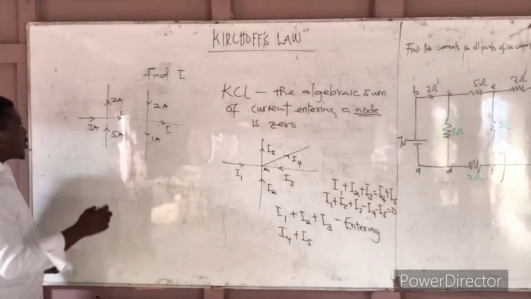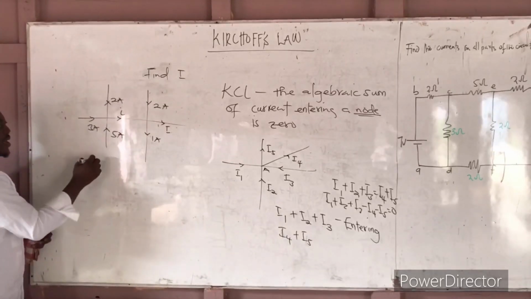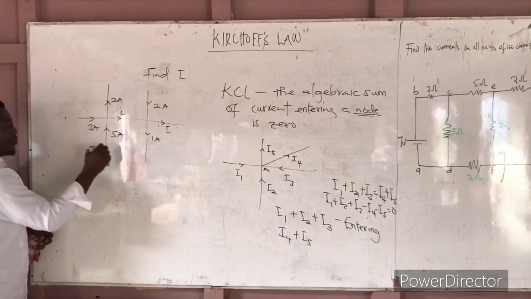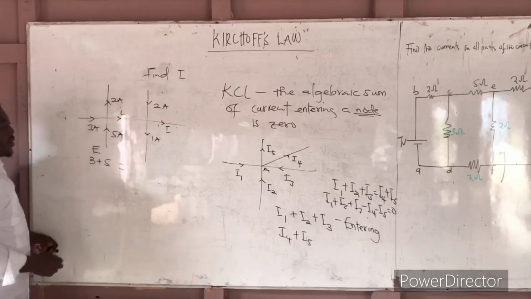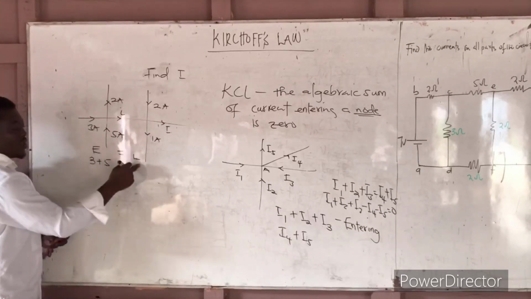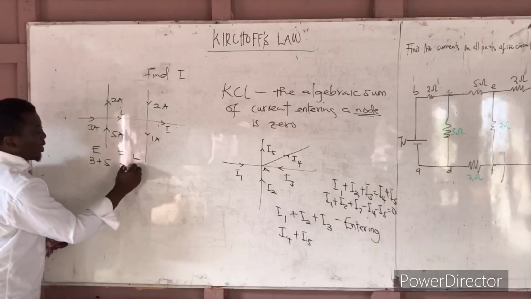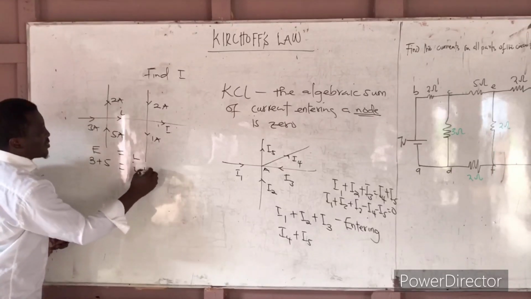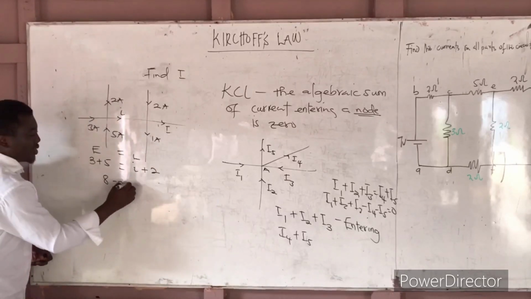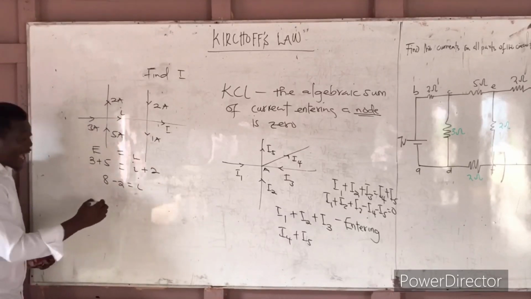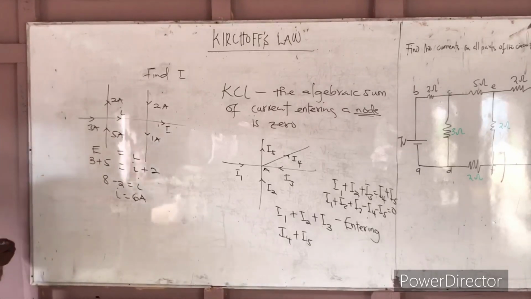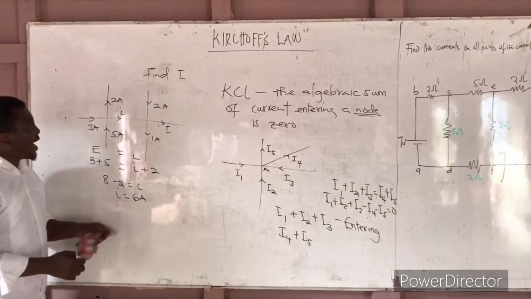So you will say that current entering, we have 3 plus 5 as the entry point. And this must be equal to current leaving. Entry must be equal to leaving. So current leaving will be i plus 2. So you end up getting 8 minus 2 is equal to i, and our i is going to be 6 ampere.